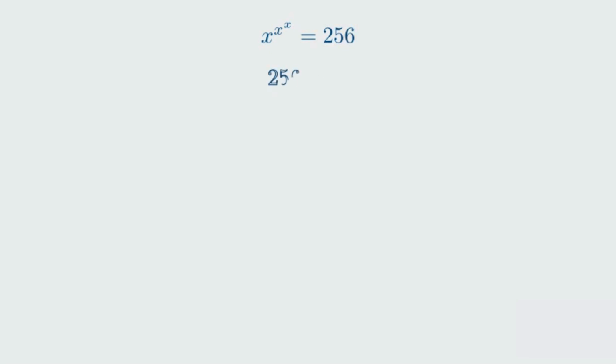Let's rewrite 256 as 2 to the 8th again. We have x to the x equals 2 to the 8th. We need the forms to be identical. Let's raise both sides to a power that will simplify the left side. Let's raise both sides to the power of x. This might seem counterintuitive, but watch what happens.